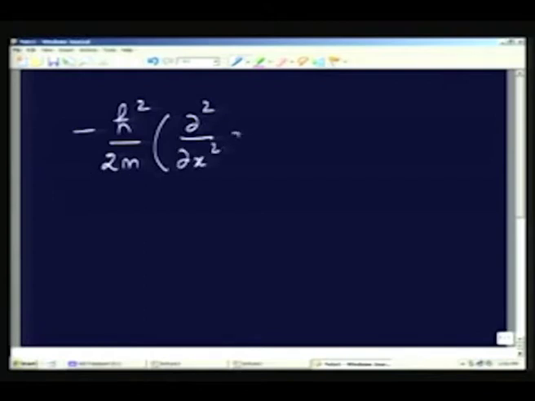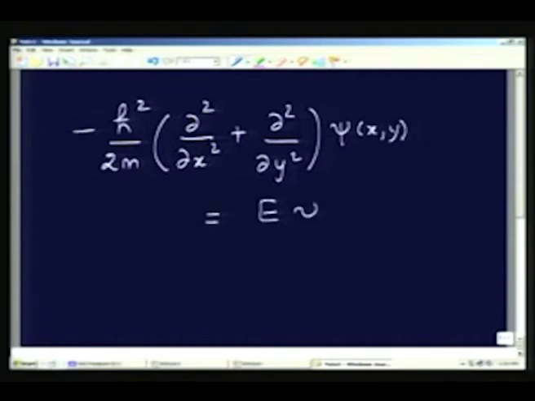Let us do a little bit of writing to see how we solve this problem. Inside the box, the equation that we want to solve is minus h bar square by 2m, dou square by dou x square plus dou square by dou y square, acting on psi of x comma y, is equal to E times psi of x comma y.